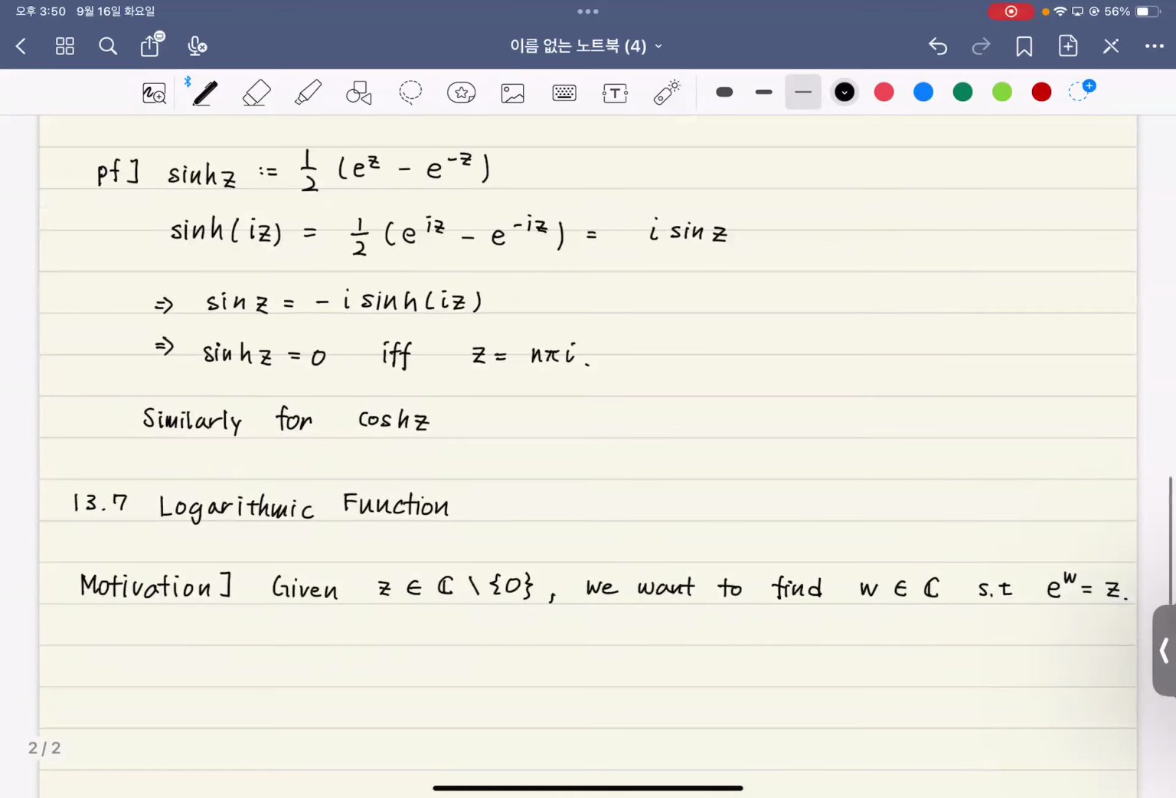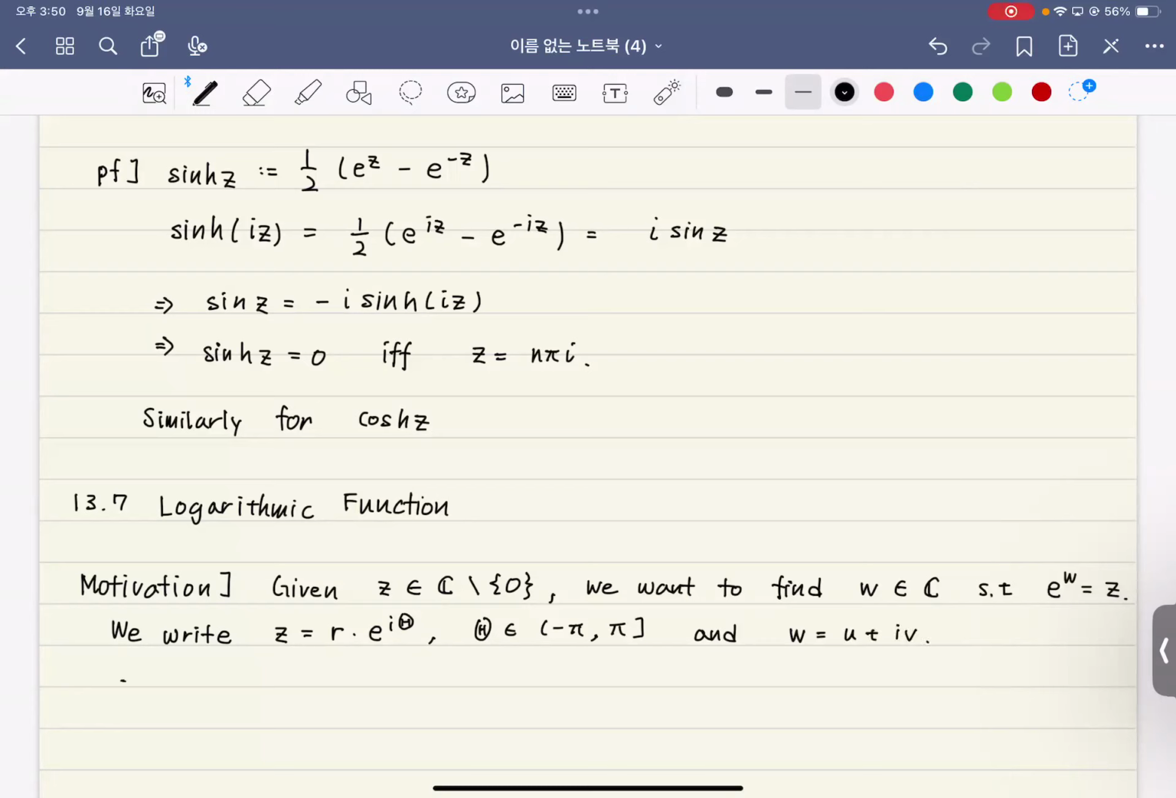So I want to write the polar form of the complex number Z, which says that this is R times e to the i times Theta. This Theta, sometimes I call this the principal value of the argument, which is a number between minus pi and plus pi. And also I want to write W to be U plus i times V.